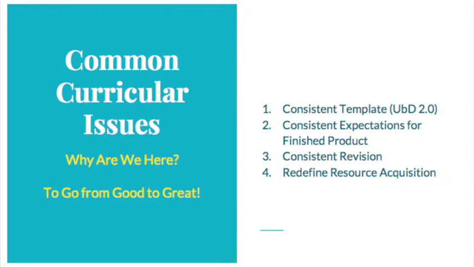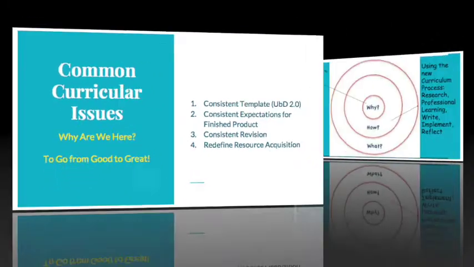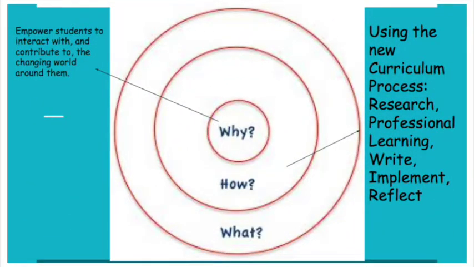One of those steps is having a consistency in output, which is addressed by the first two pieces here, a consistent template and consistent expectations for a finished product. The third piece, consistent revision: if we're going to call our curricula living, breathing documents, then we actually have to do things to help them live and breathe, and that involves consistently going back and making changes. We also need to make sure that our curricula are resource agnostic, not resource dependent.